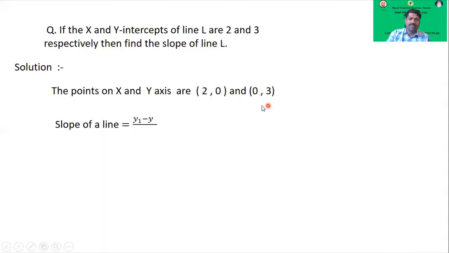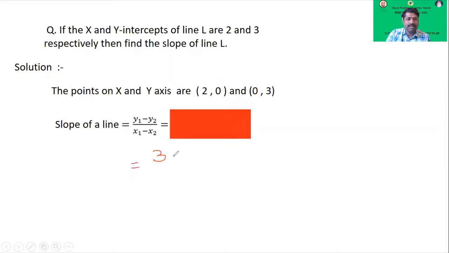So the slope of a line is difference between y coordinates upon difference between x coordinates. Here, difference between y coordinates, that is 3 minus 0, upon 0 minus 2. So this is actually minus 3 by 2. So this is the slope of the line passing through these 2 points.